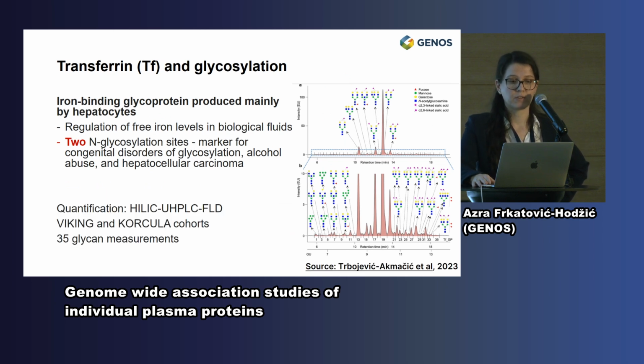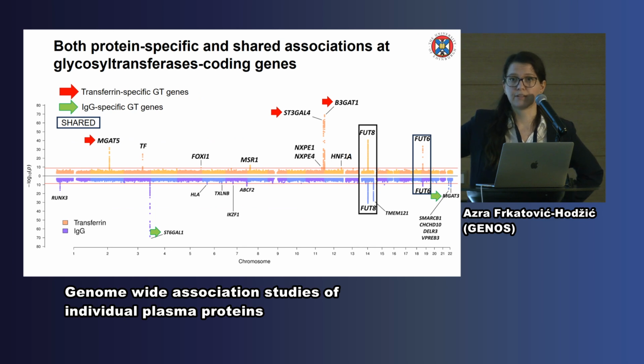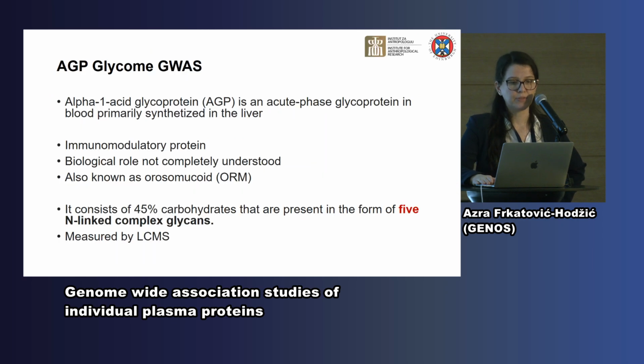Transferrin was measured in two European cohorts, Viking and Korčula, and 35 glycan measurements were obtained. My colleague Ariana Landini, at that time from the University of Edinburgh, ran a GWAS of the transferrin glycome, and she found 10 loci associated with transferrin glycans. At the same time, she ran an IgG GWAS in parallel in those same 2,000 samples. Indeed, she sees protein-specific glycosyltransferase genes, such as MGAT5, ST3GAL4, and B3GNT1 for transferrin, and ST6GAL1 and MGAT3 for IgG. However, there are also shared associations at the fucosyltransferase genes. This is something that I will show again later.